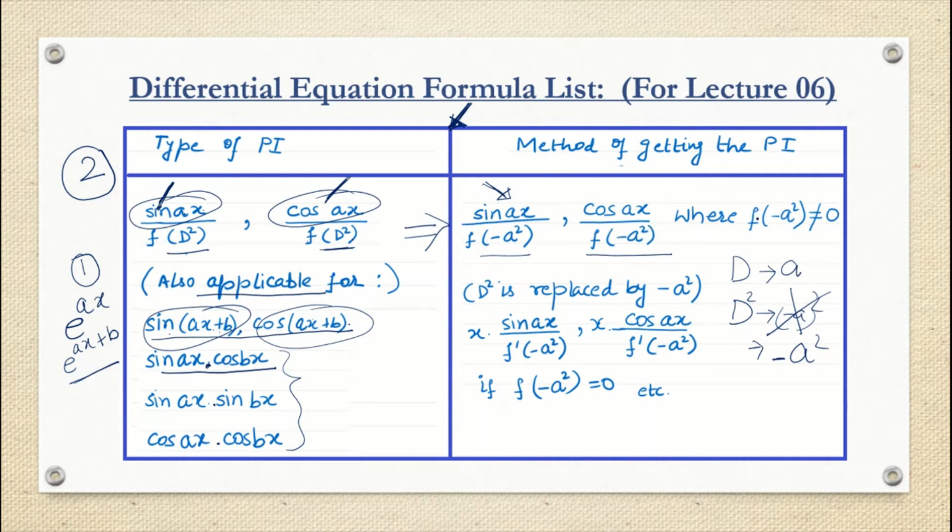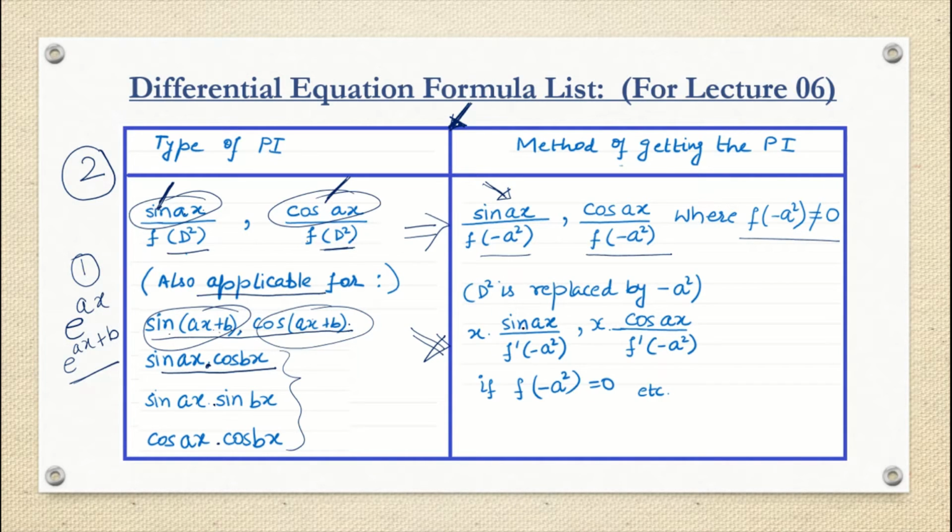Fine. But if this is 0, that means if you are replacing d square with negative of a square and you are getting the denominator as 0, divide by 0 error, so we have a solution for that also. In that case, what are we going to do? Exactly, we are going to follow the same method we followed in type 1. So you find that type 1 and type 2 are not very different. The difference is that d is replaced with a in type 1, and d square is replaced by negative of a square.